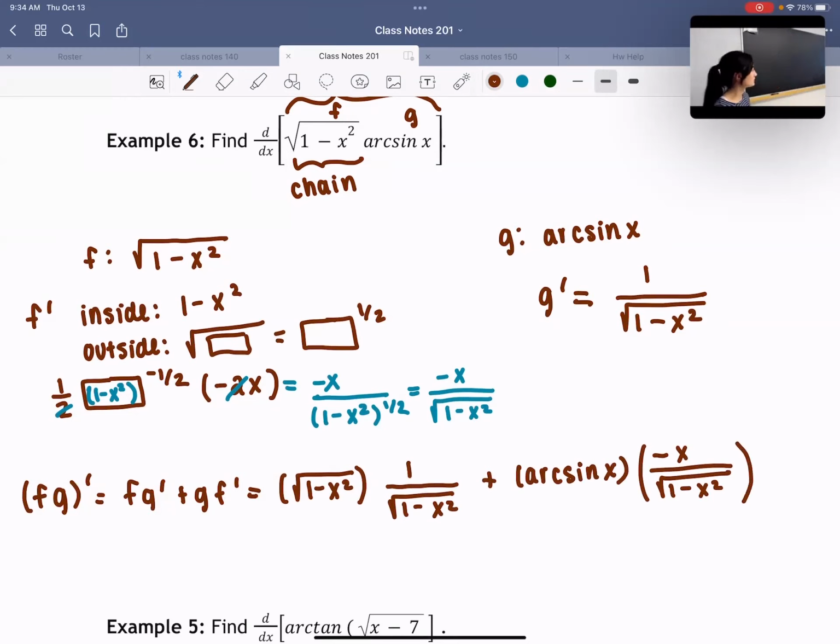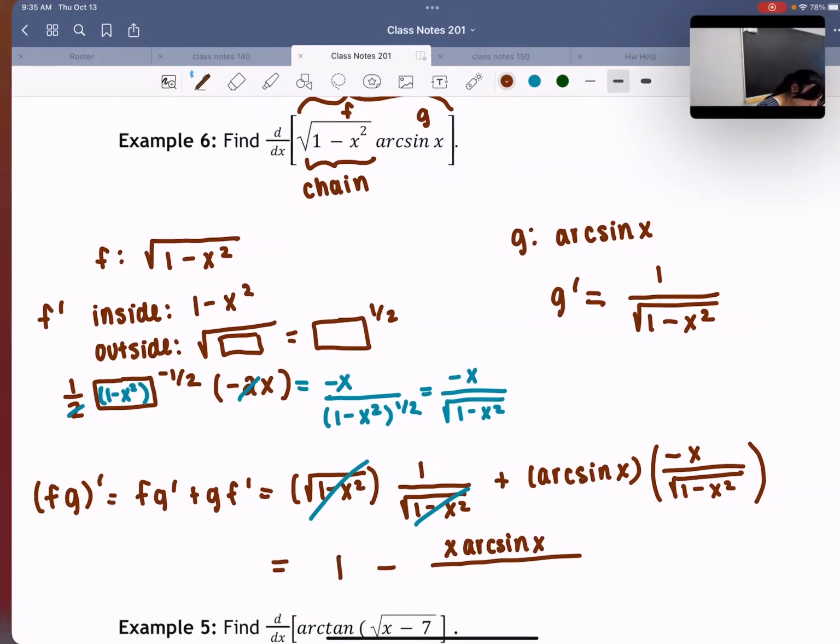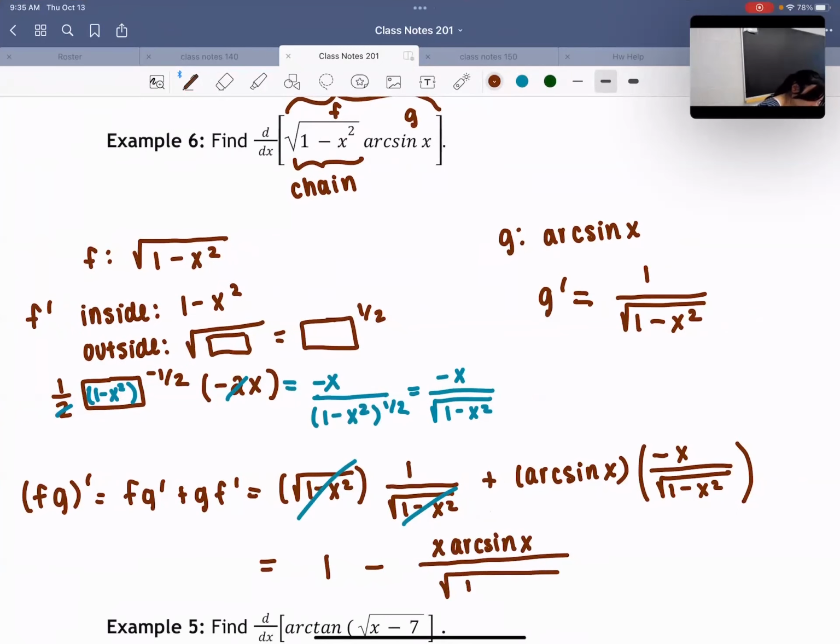Okay. Anything I can do to clean this up a little bit? You can cancel out the square root of 1 minus x squared. Yeah, right. This question was very conveniently made so that I can cancel out those two. And I guess I'd be left with 1 here. I've got a negative x, and I'm just going to turn that into a minus sign. And it looks like on top we have x arcsine x, and the square root of, oh my gosh, 1 minus x squared on the bottom. Okay.